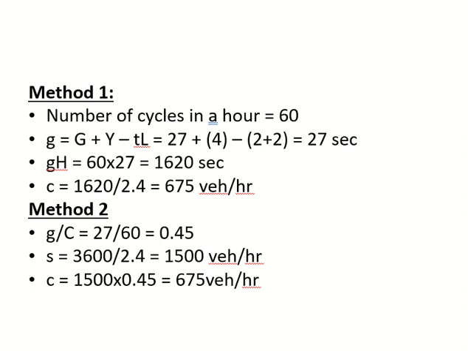Then in the end we did one example where we found the capacity of a lane, and we found it using two methods. In the first method we were using the effective green time of the whole hour, and in the second method we were using the saturation flow rate and the percentage of cycle which is effective green. So this is what we did last time.